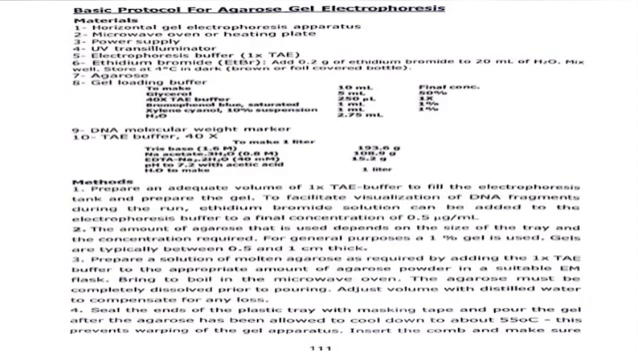3. Prepare a solution of molten agarose as required by adding the 1x TAE buffer to the appropriate amount of agarose powder in a suitable Erlenmeyer flask. Bring to boil in the microwave oven. The agarose must be completely dissolved prior to pouring. Adjust volume with distilled water to compensate for any loss.